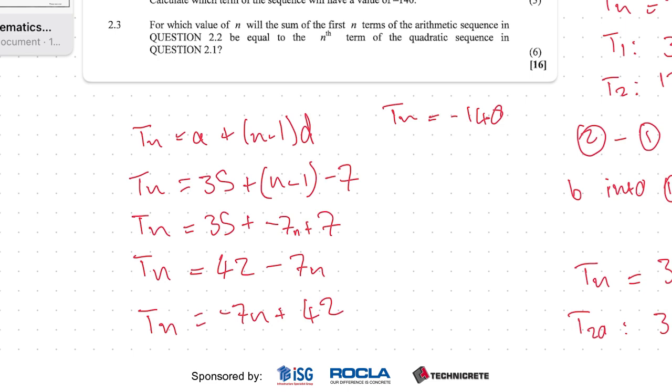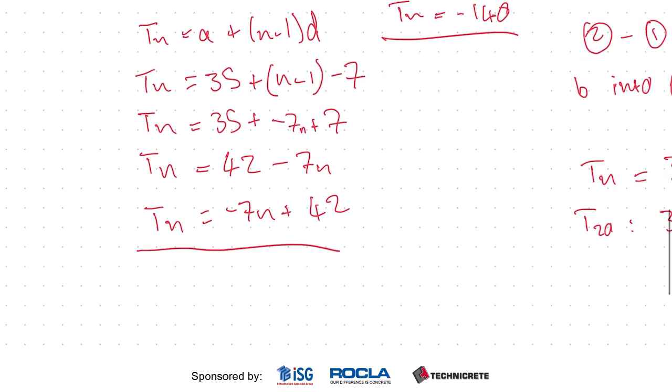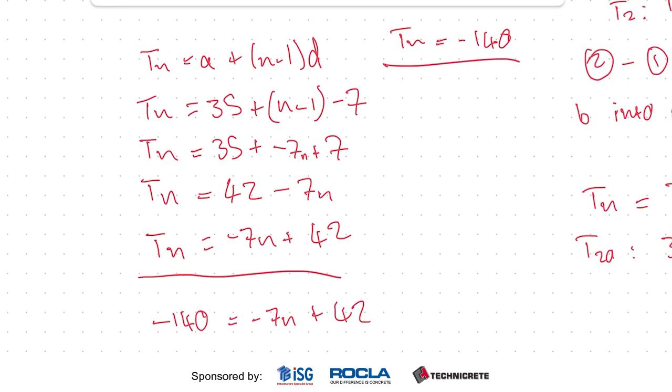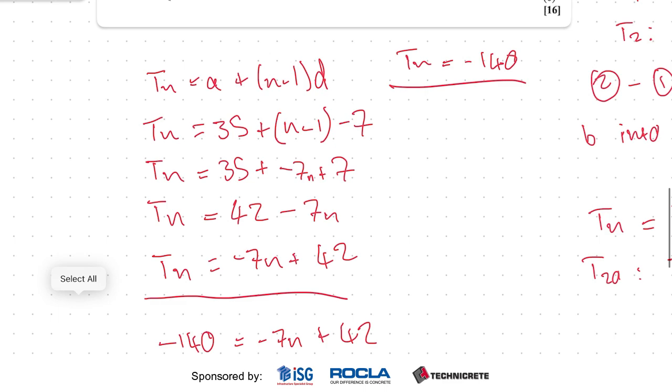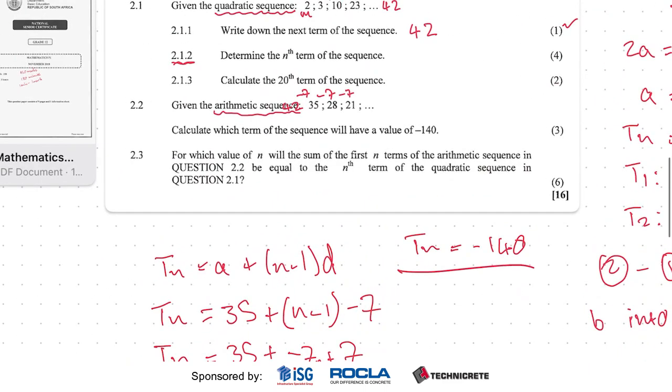Now we have the equation of the sequence. We just want to figure out which term equals -140. So we make Tn equal -140, and then we have -7n plus 42, and we need to solve for n. Take 42 to the other side, so we get -182 equals -7n. Divide both sides by -7, and we get n equals 26. And that's our answer. Good.